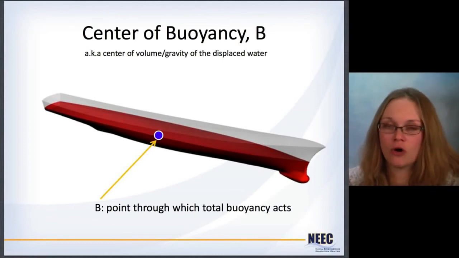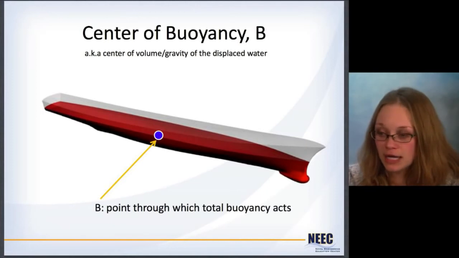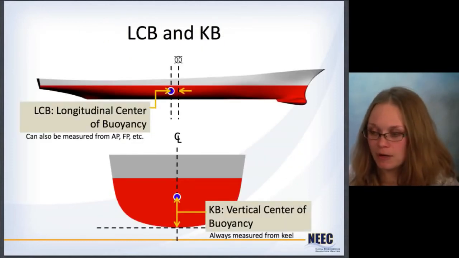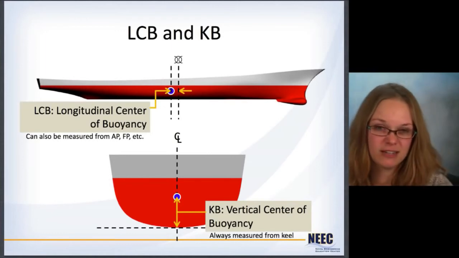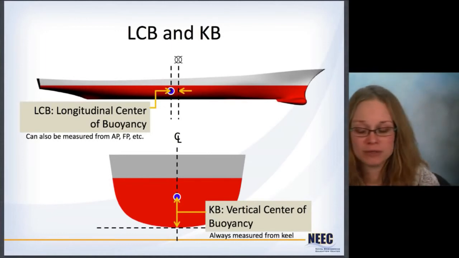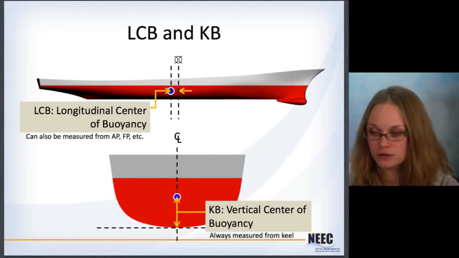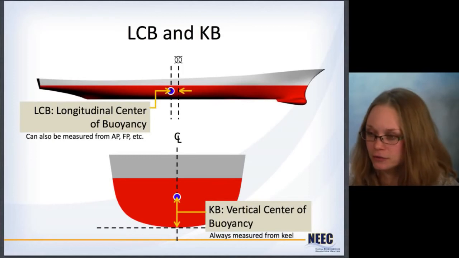It is the point through which the total buoyancy acts. So again, it's a point, so it has 3 dimensions. There are 2 that we're primarily concerned about because, going back to the fact that ships generally have a port and starboard symmetry, the transverse coordinate for the center of buoyancy is almost always on the center line, so don't worry about that one too much.